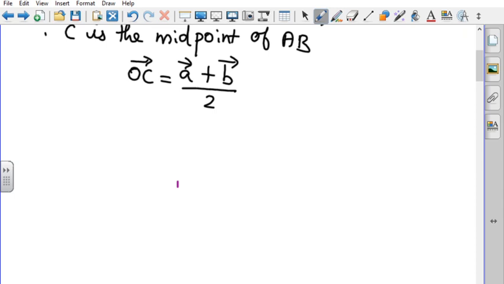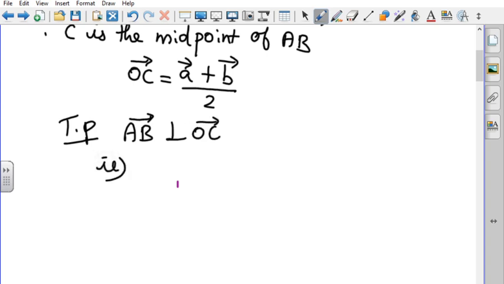let us write down what we need to prove. What is to prove? OC is perpendicular to AB, isn't it? So to prove AB vector is perpendicular to OC vector, what does it imply? That is to prove AB vector dot OC vector is equal to 0. Then we can say that the two vectors are perpendicular, isn't it? So AB vector dot OC vector is equal to 0.